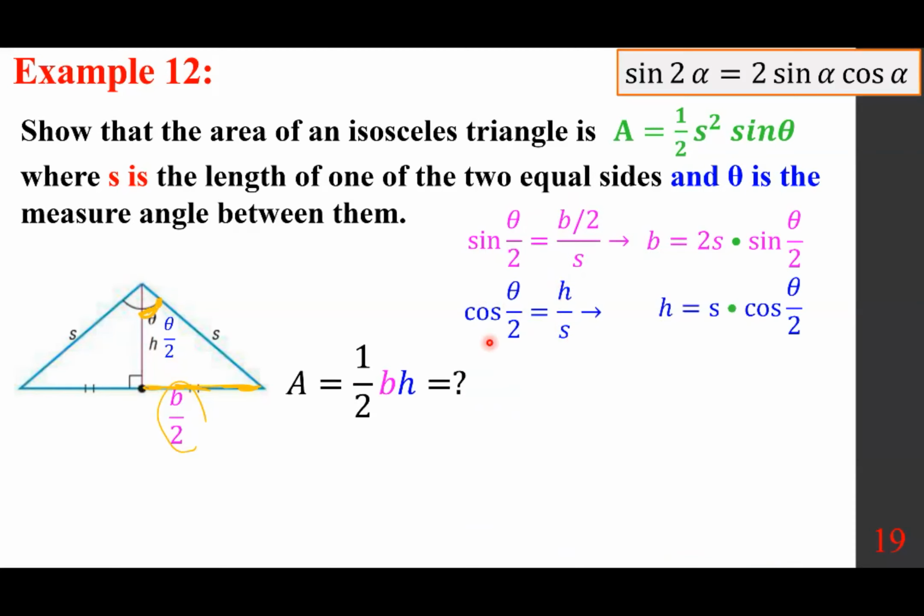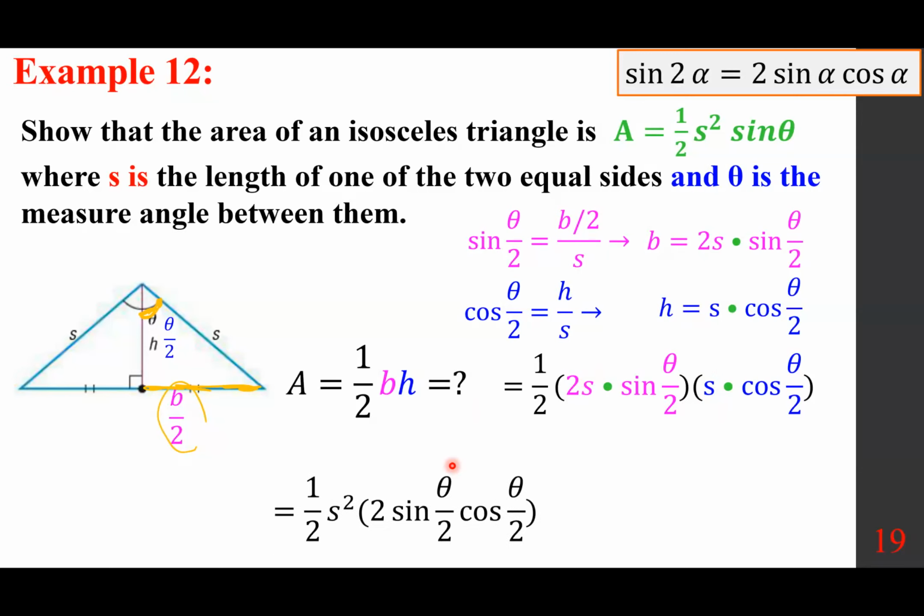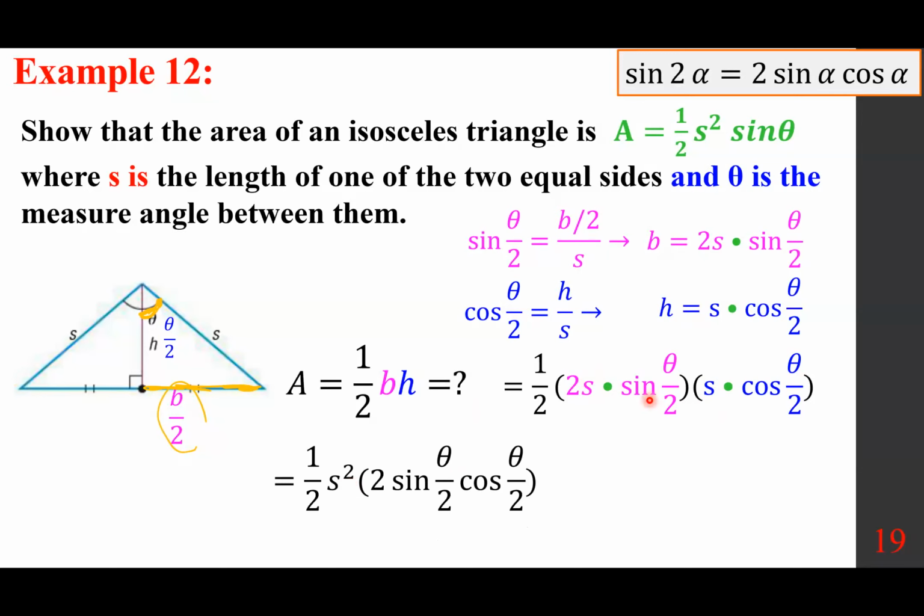Therefore, h is the product of these two. Let's plug in, replace the b, replace the h into this formula. So we have 1/2, we have s squared, and then we have 2. So s and s is s squared. That's the only thing that we keep outside. We keep these two inside with sine theta over 2 and cosine theta over 2, because this now is sine of theta. Okay, according to this formula.